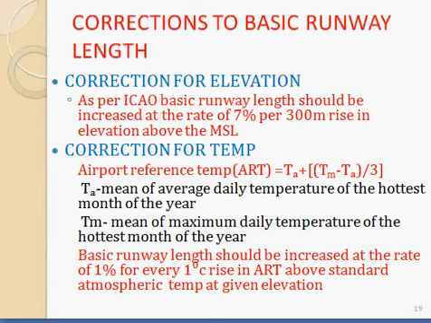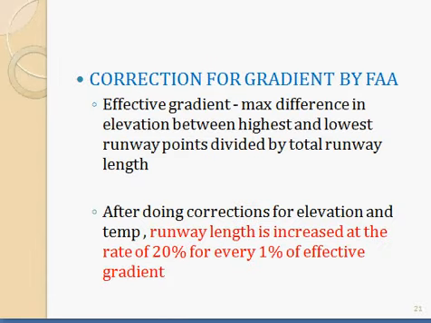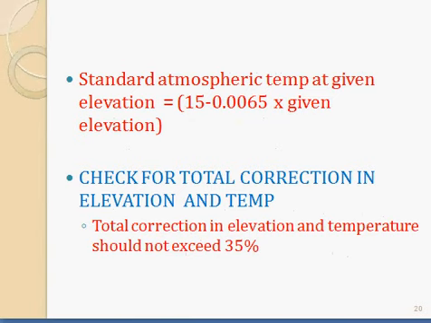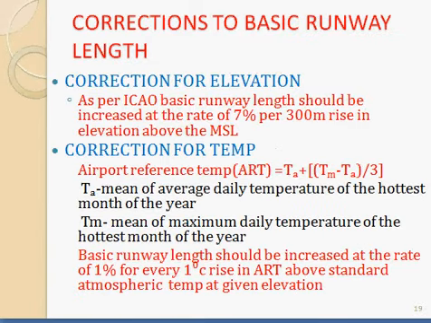The corrections to basic runway length are correction for elevation, correction for temperature, and correction for gradient. So these are the three corrections, and they have to be done in that particular order: first elevation, then temperature, then only gradient. For the elevation correction, as per ICAO, the basic runway length should be increased at the rate of 7% per 300-meter rise in elevation above the mean sea level. So for every 300-meter rise in elevation, you have to increase the length of the runway by 7%. That is correction for elevation.